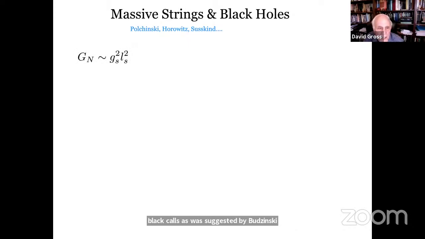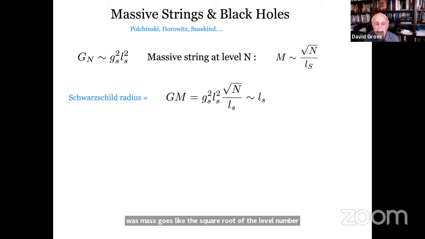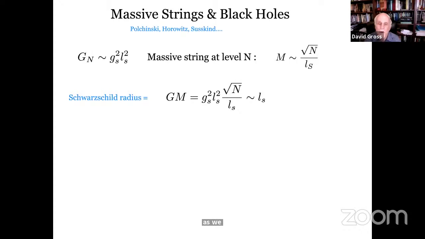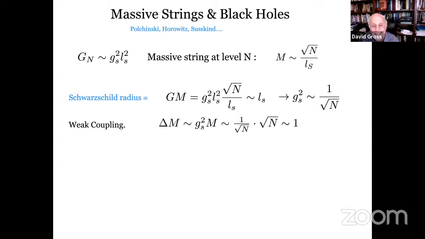In string theory, of course, Newton's constant is proportional to the string coupling squared. And for a massive string whose mass goes like the square root of the level number in string units, the Schwarzschild radius, if we imagine that a massive string, as we decrease g string, will shrink to be of order L string, that will occur when g string squared is of order 1 over square root of n. So that Polchinski and Horowitz suggested that one might be able to discuss strings within their Schwarzschild radius for large n and small g string.